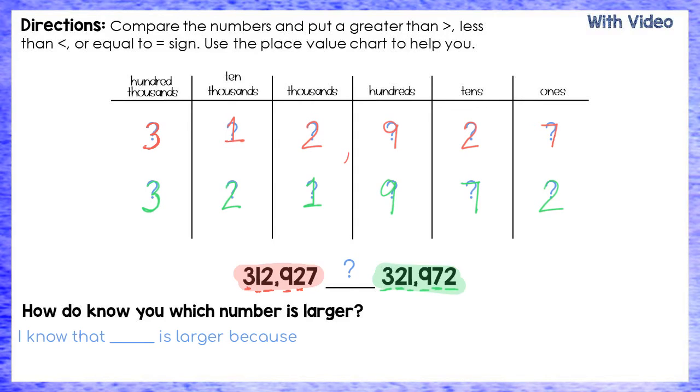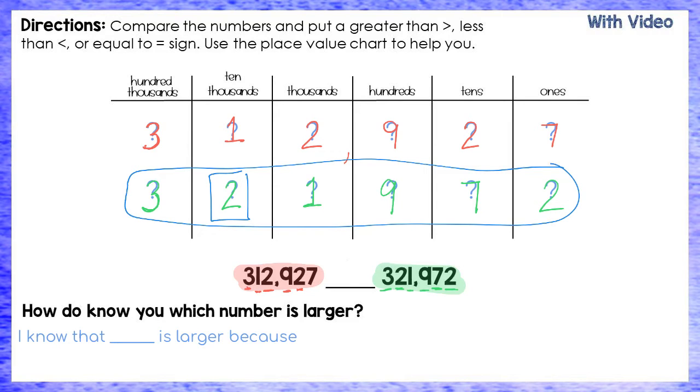Now we're going to compare. How do I know which of these numbers are larger? Well, we have to start in the largest place. They both have 300,000. So let's look in the next largest place. They do not have the same amount of 10,000. So which is greater? 1 10,000 or 2 10,000s? 2 10,000s is greater. So that means that this whole number is larger.